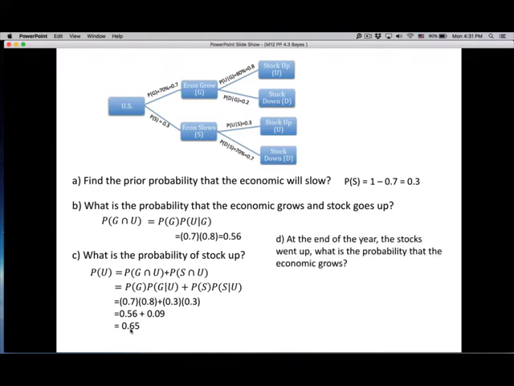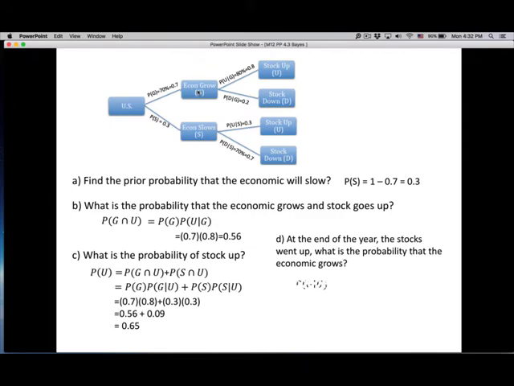Okay, last one. At the end of the year, the stocks went up. What is the probability that the economy grows? Okay, this is asking for the Bayes theorem. We have the given information: at the end of the year, the stocks went up. This is the given information, and then we use it to find the probability that the economy grows. So that's the Bayes theorem.